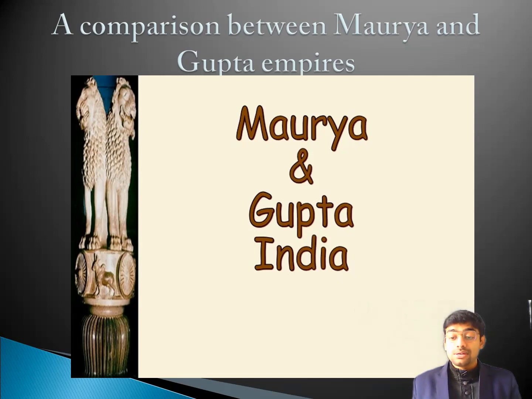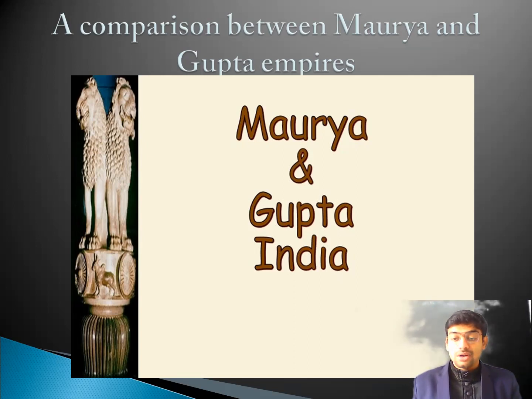Now we will talk about the status of women in the Mauryan Empire and the Gupta Empire. In the Mauryan Empire, there was no mention of Stridhan nor the practice of Sati. Sati was not there, and even Stridhan was not there. But in the Gupta Empire, women were entitled only to Stridhan. The practice of Sati was there in the Gupta Empire.